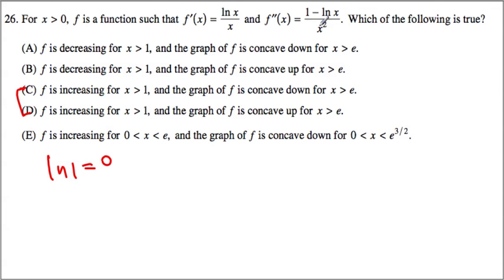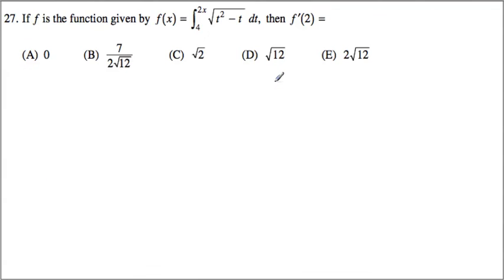How about here? Now, we realize that ln of e is equal to 1. Therefore, if x is greater than e, that means this numerator will be negative. So therefore, we have to look at concave down, which is choice C. Becomes our answer. Number 27. Here, this is one of the popular questions.